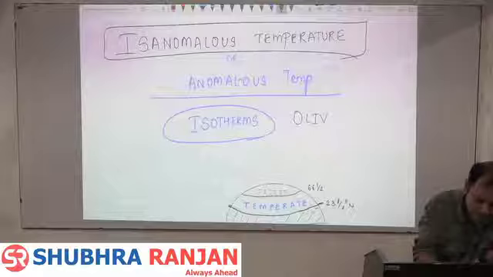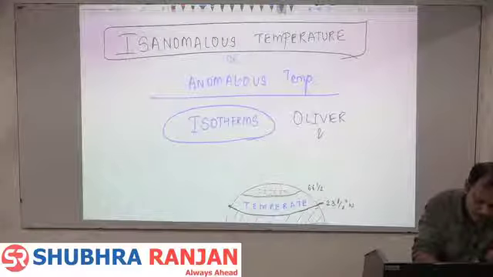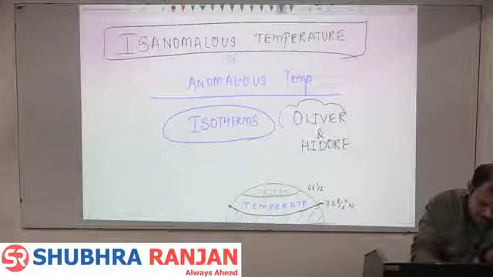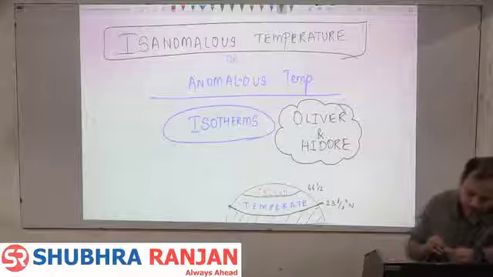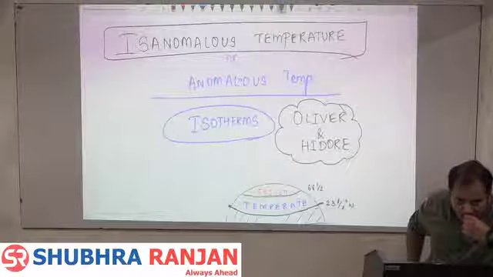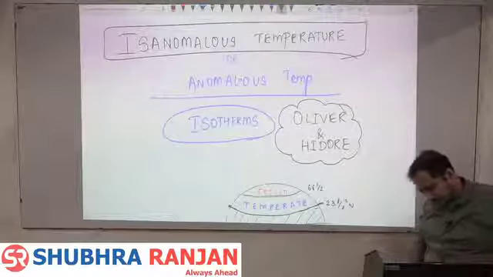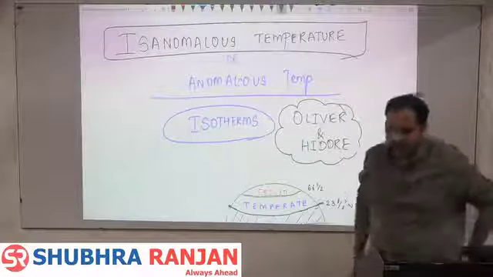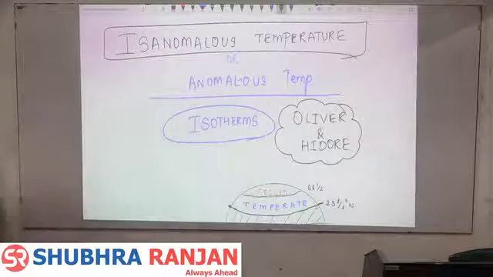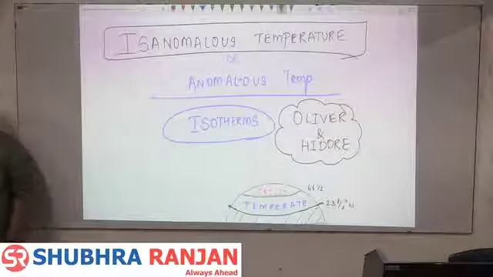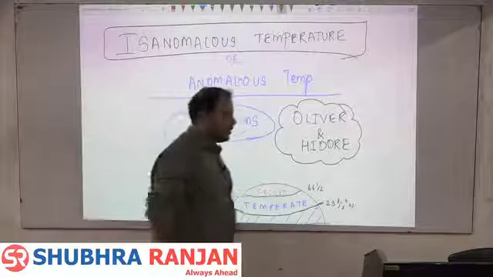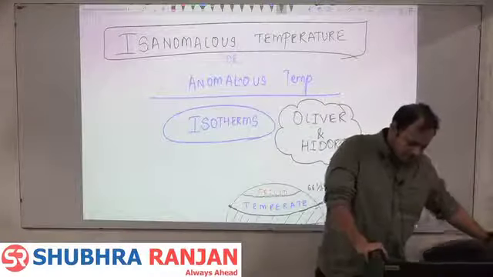Next point, Oliver and Hedor have defined anomalies as the deviations from the normal. These names should come to mind, Oliver and Hedor. They have defined anomalous temperatures as the deviation from the normal.